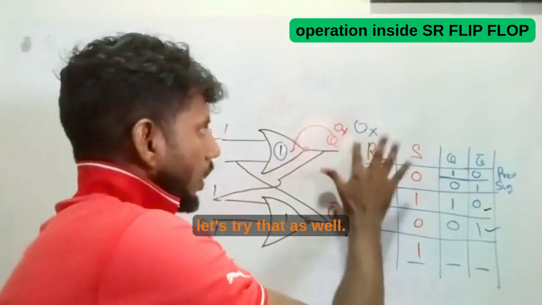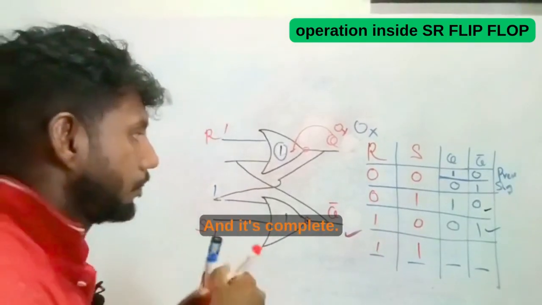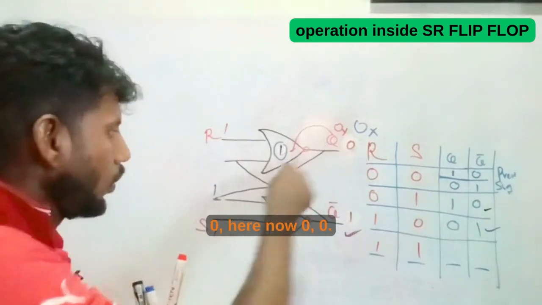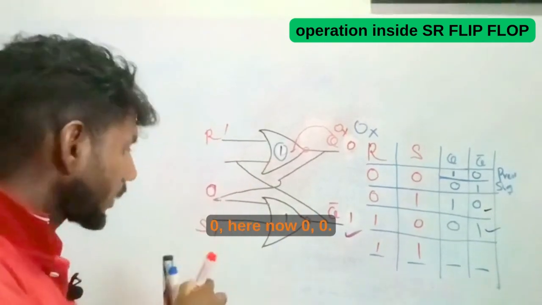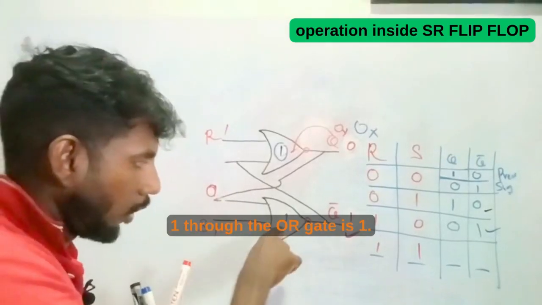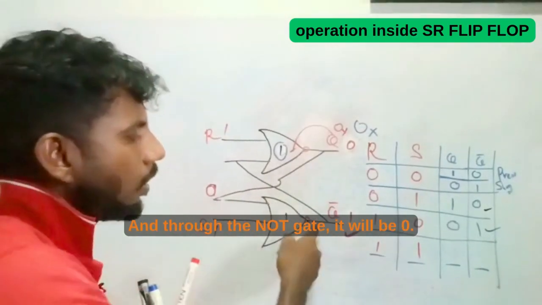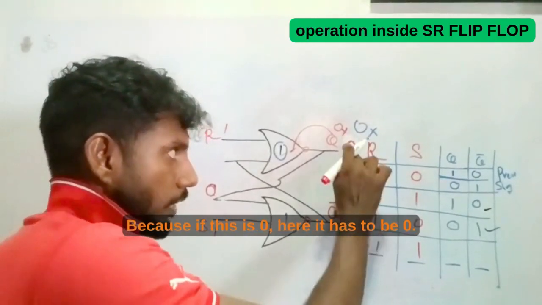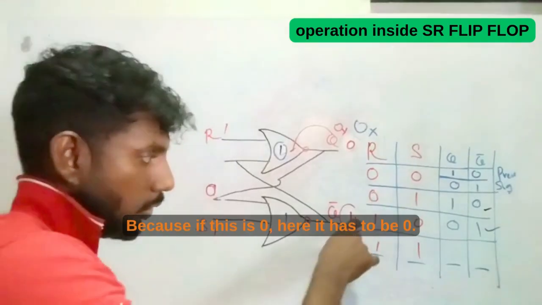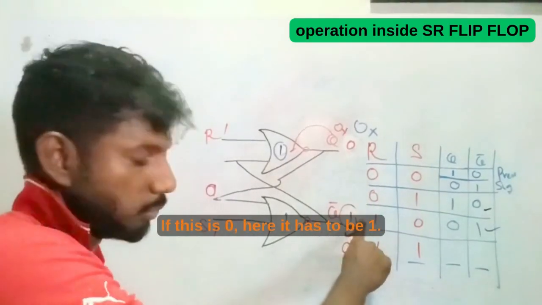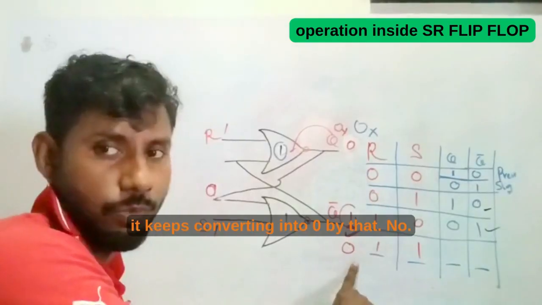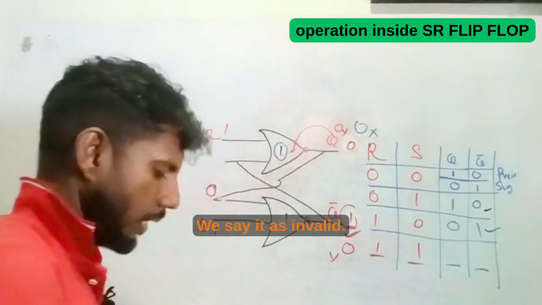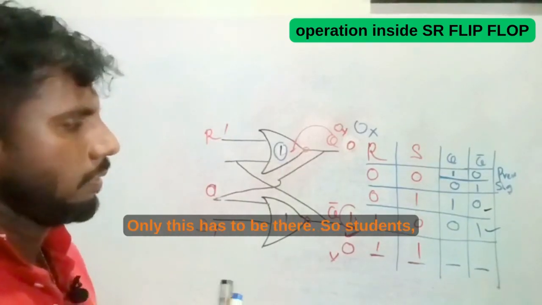Let's try that as well. And it's complete. We get 0 here, we get 1. Right. So we have 1, 1 here. 0 here, now 0. Right. 0, 1 through the OR gate is 1, and through the NOT gate, it will be 0. But here it has to be 1. Because if this is 0, here it has to be 1, and if this is 0, here it has to be 1. But through the gate, it is converting into 0, but that's not possible. So the 1, 1 condition, we say it is invalid.